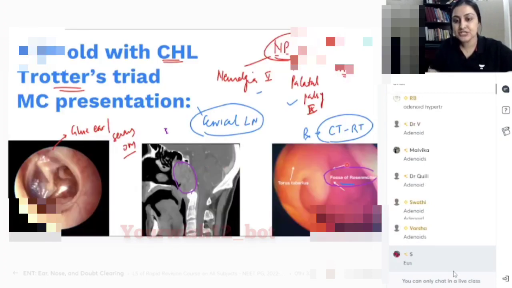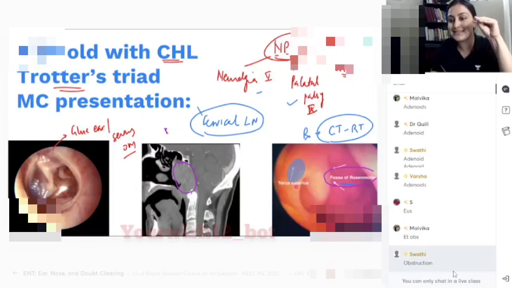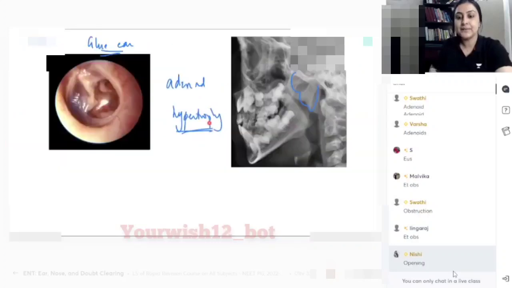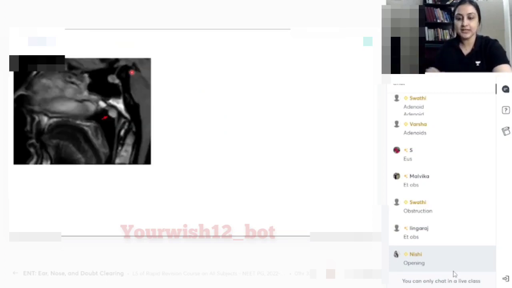So see this. What is near the fossa of Rosenmuller? We have the torus tubarius, right? So what does the torus tubarius do? The tube opens here. So because the tube is getting obstructed by any mass here, the mass could be nasopharyngeal CA, the mass could be adenoids, right? So anytime it gets obstructed, you will have glue ear. Got it? So remember these two things, child versus adult.